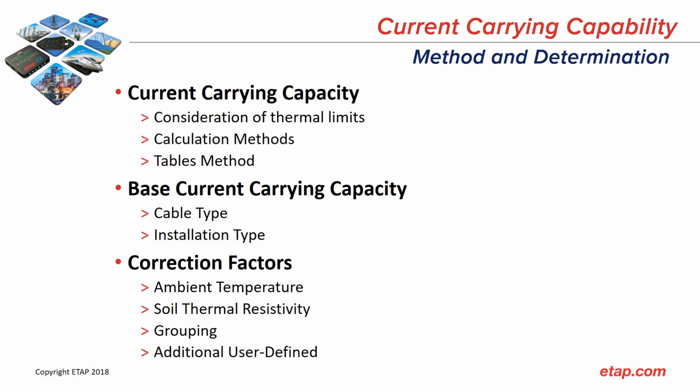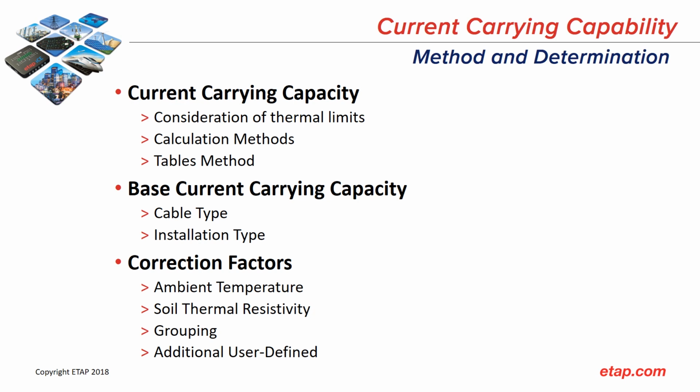There are two different methods used for calculating the current carrying capability of a cable. The two most commonly used methods are the thermal analysis and tables method. However, in this presentation, we will only focus on the tables method, since all the standards covered in this presentation are based on such method. Thermal analysis method will be covered in a different presentation.